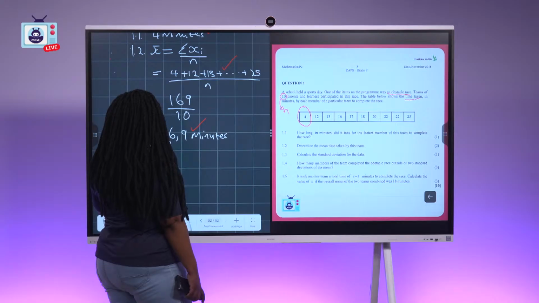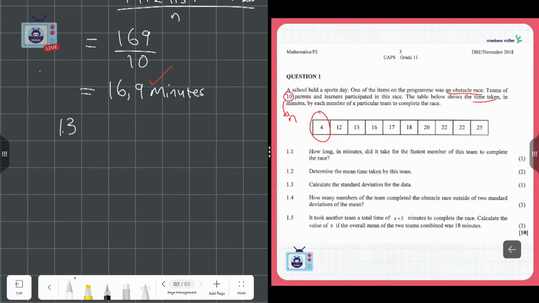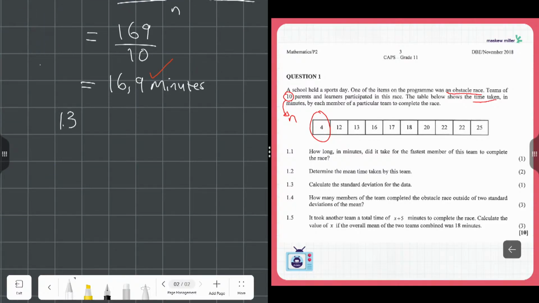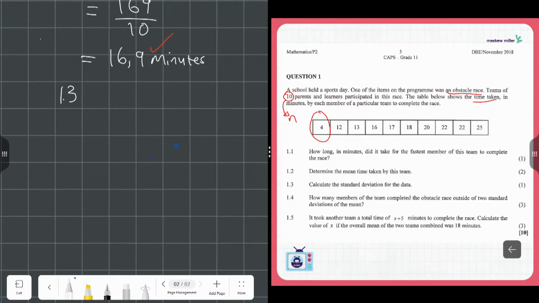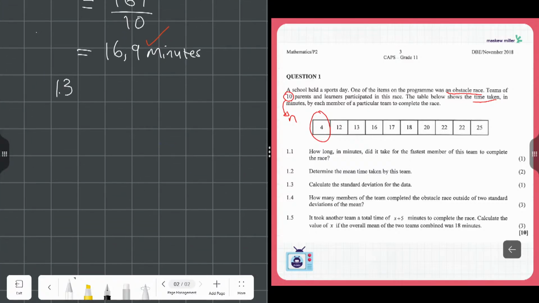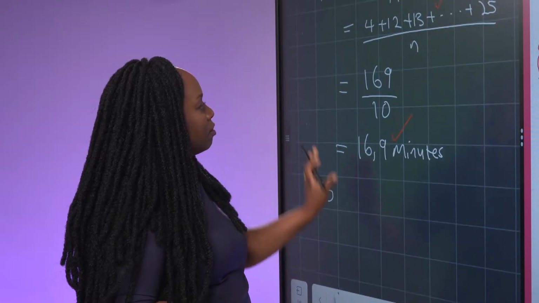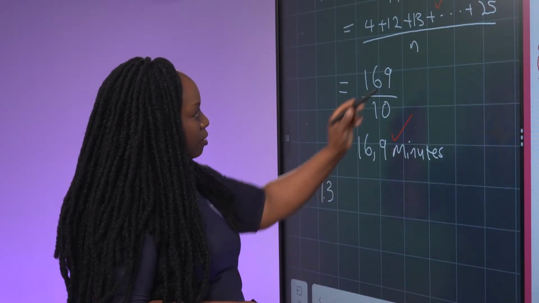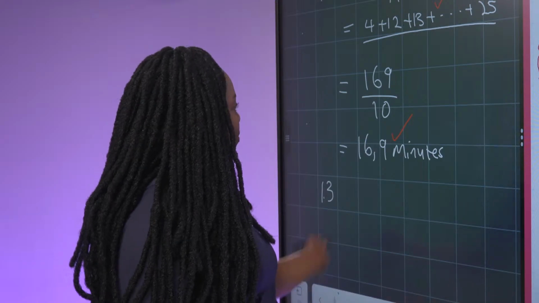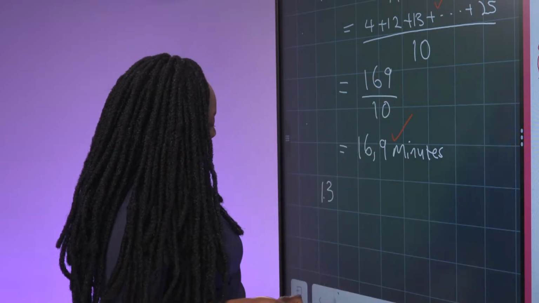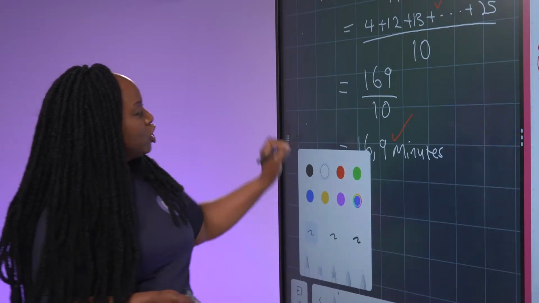Okay. Then we have 1.3. In 1.3, we are asked to calculate the standard deviation. So for calculating standard deviation, we have a formula as well. I will just show how you're going to do it. I'll do just one question, and then you can do the standard deviation. Okay, so our n was 10 there.